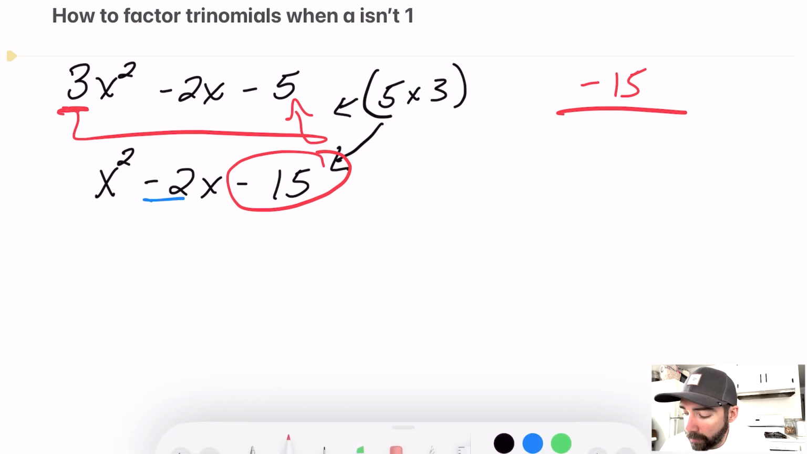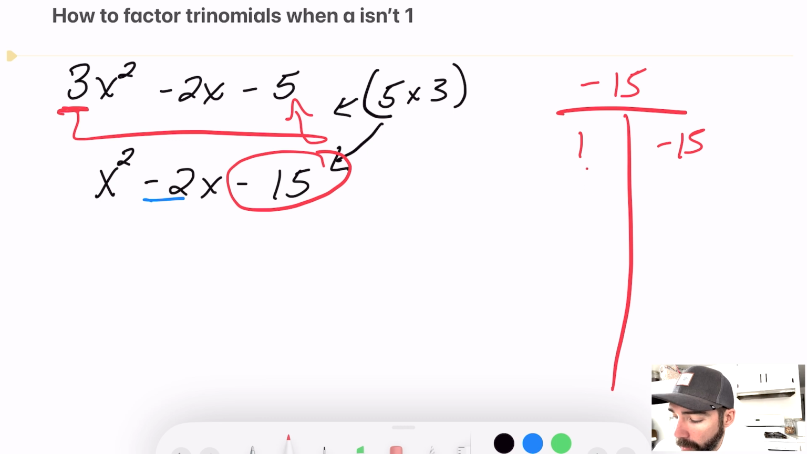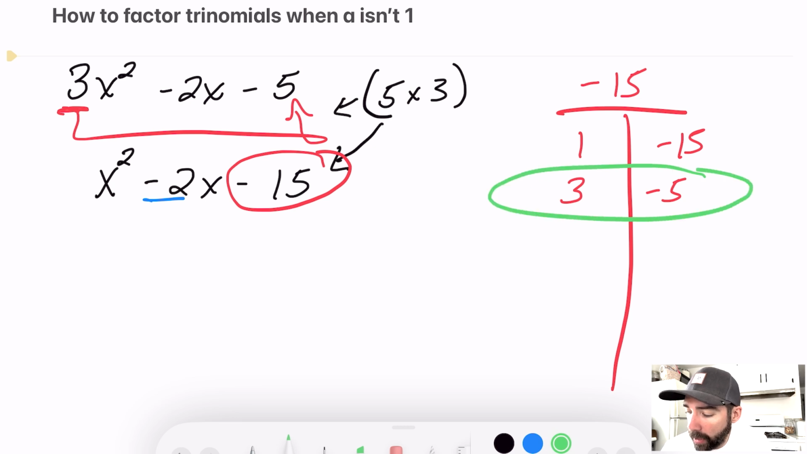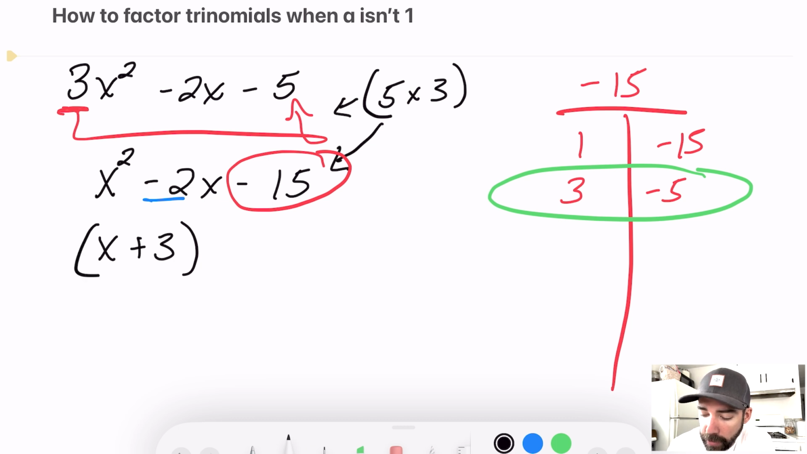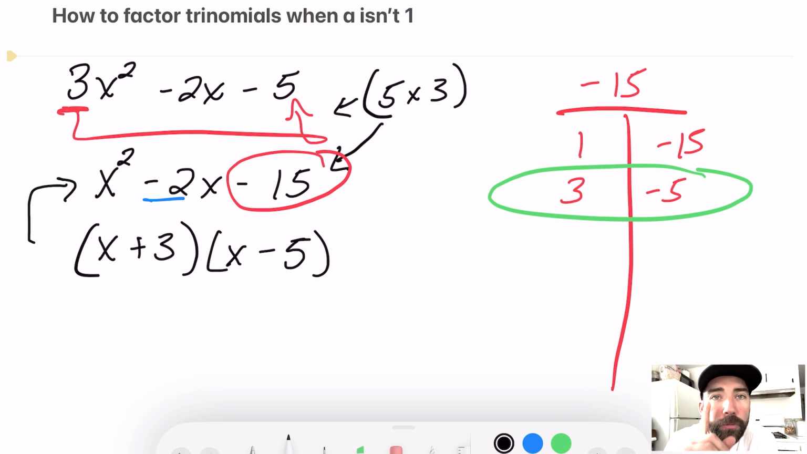So what multiplies to be negative 15? Well, we could do 1 and negative 15. We could do 3 and negative 5. Okay, boom. I'm going to stop right there. Look, that's my answer, 3 and negative 5. I am done. X plus 3, X minus 5. But this only brings me to here. My actual question was here.